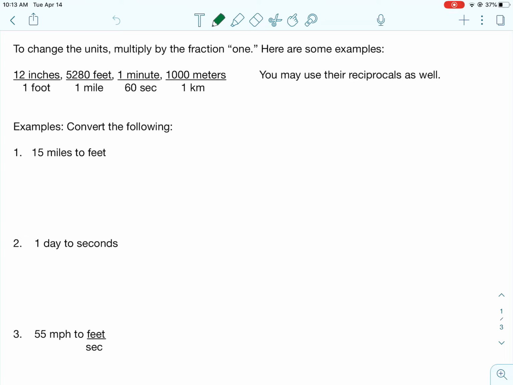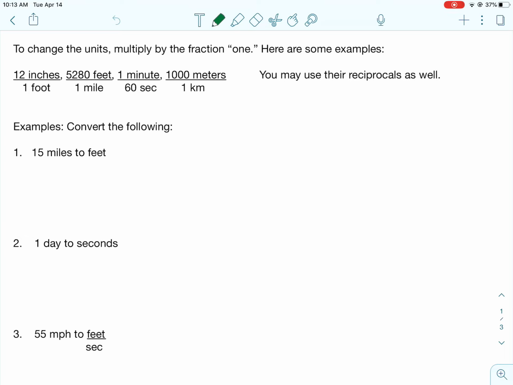There's tons of them for time, and I don't have them all written down, but I think you guys have a pretty good idea of time. And 1,000 meters over 1 kilometer. And then you can always use the reciprocals of those, just depending on what you want to cancel.